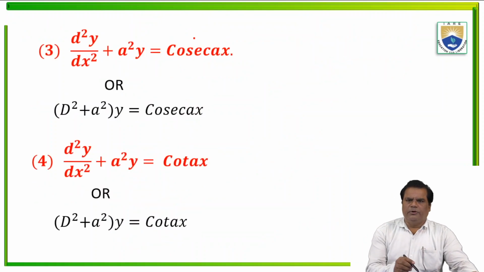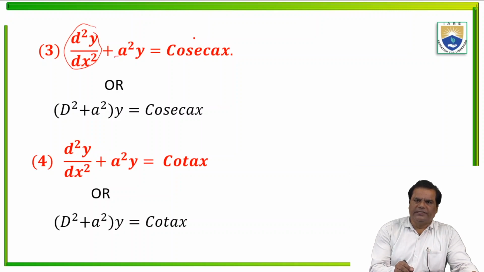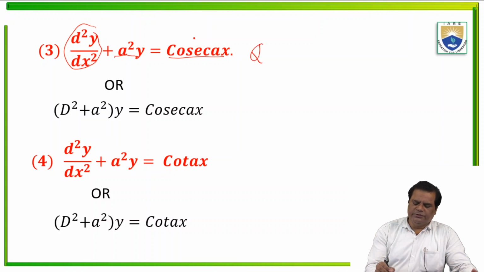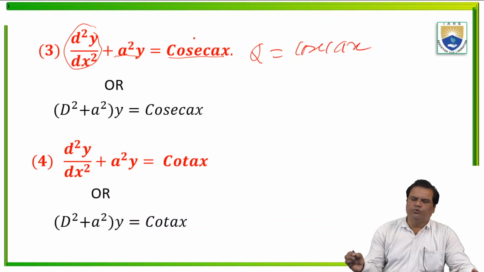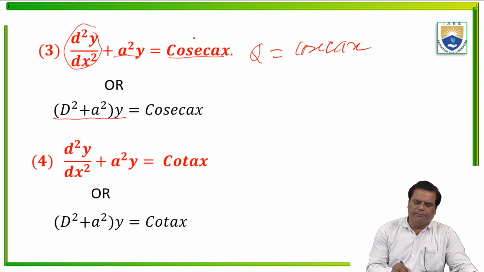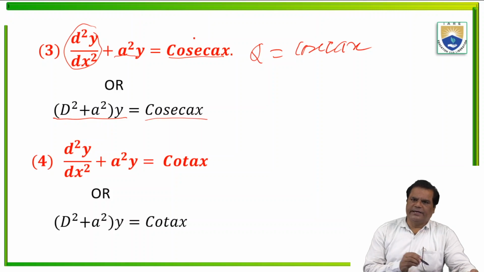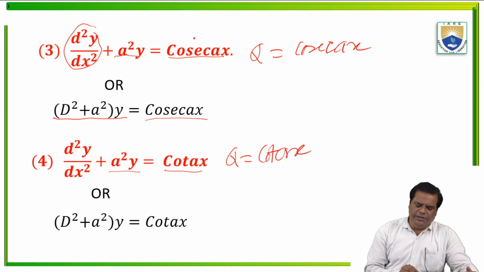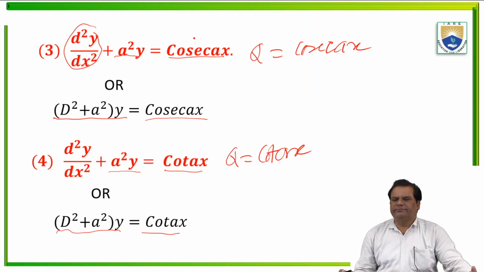Now the next problem, problem 3: d2y over dx2 plus a square y equal to cosec ax. Here Q is cosec ax. Or D square plus a square y equal to cosec ax. This is the D form. Similarly, problem 4: d2y over dx2 plus a square y equal to cot ax. Here Q is cot ax. Or D square plus a square y equal to cot ax.